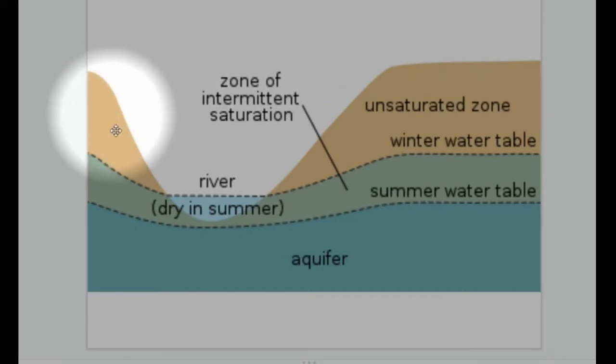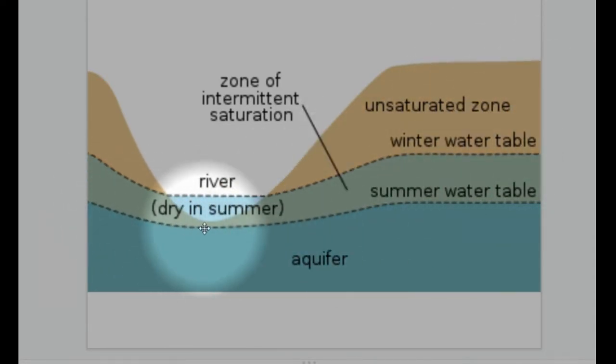Okay. In the summer, that water table drops, and now we have a water table down here, and the river basically dries up. So that kind of explains that section and that idea, and that's something that will definitely get asked. Okay, so that's pretty much it. Hope you guys understand all that, and if you have any questions, let me know.